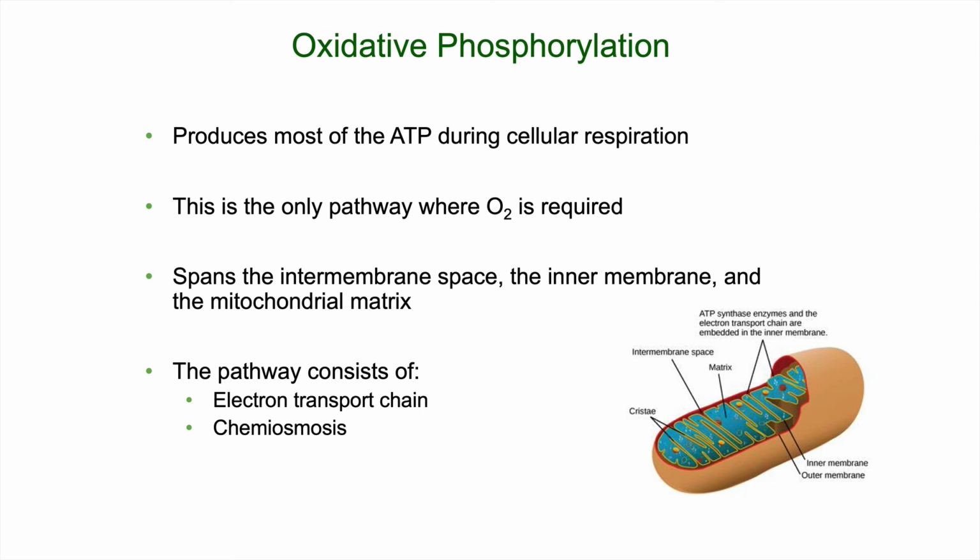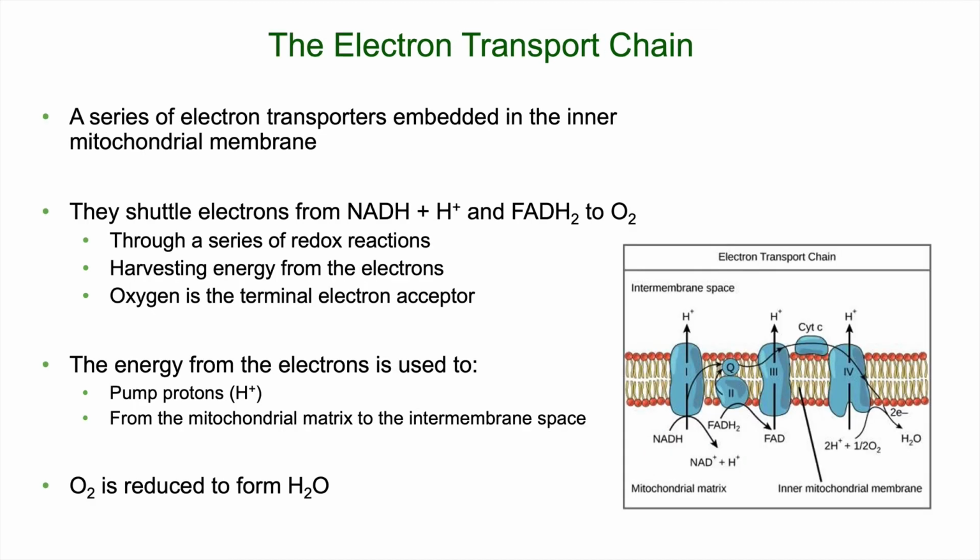Now, where this occurs is really 3 places in the mitochondria. It's going to use the inner membrane and then both spaces on either side of it, the intermembrane space and the matrix. And it's 2 different pathways that make this up. The first is a pathway called the electron transport chain, and the second is a pathway called chemiosmosis. So let's talk about the electron transport chain first.